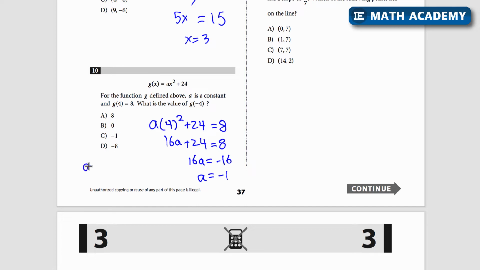So g of negative 4, that would mean that I have a is negative 1 times, I'm going to put this in parentheses, negative 4 squared plus 24. That's what I have to find. Negative 4 times itself is positive 16, times negative 1 is negative 16, plus 24. Looks like that would be equal to 8. So the answer should be A.